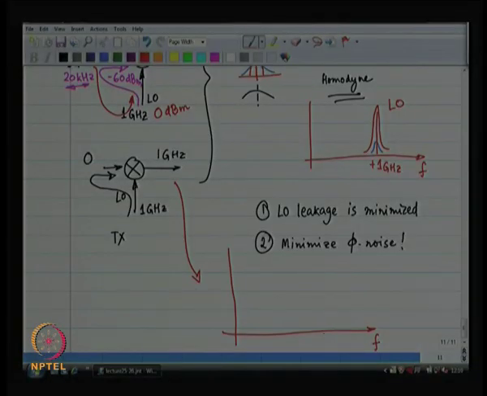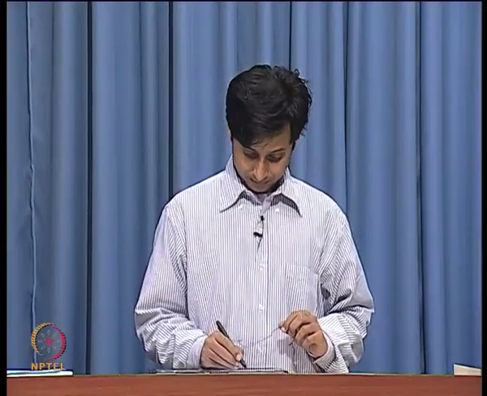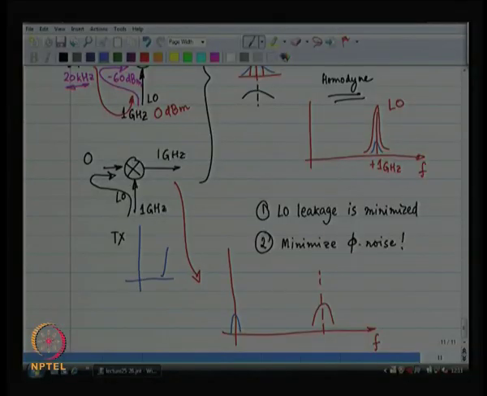At 1 gigahertz I have my signal. And the leaked LO is at DC, so it is not going to cloud my signal at all. All right. So, this is not a terrible issue as far as we are concerned. If the LO signal looks like this, it is not a terrible problem.